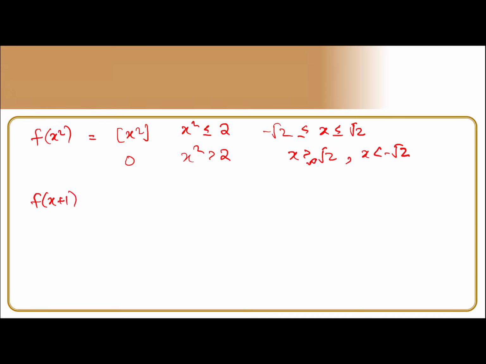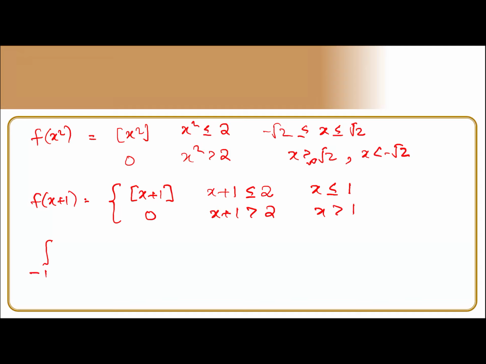So f of x plus 1, because that is only what you require. This is greatest integer of x plus 1 whenever x plus 1 is less than equal to 2, or x is less than equal to 1. 0 whenever x plus 1 is greater than 2, or x is greater than 1.